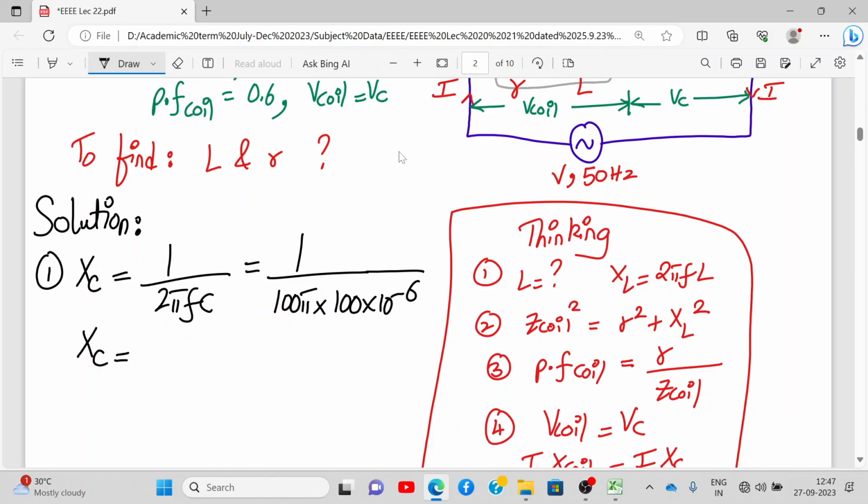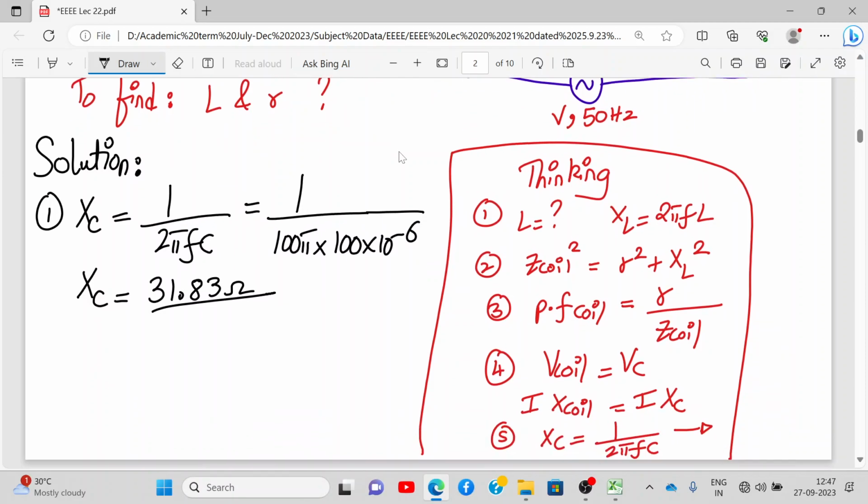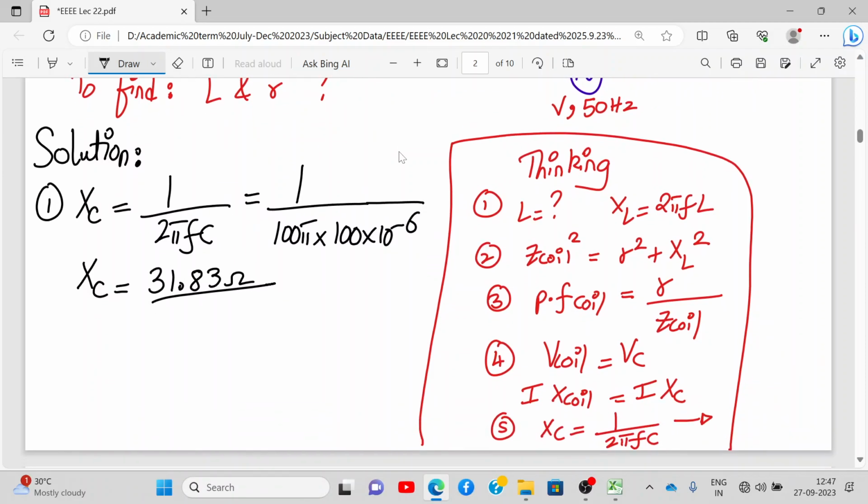Calculate and tell me this number. 31.83. So we have calculated one step. I told you, we go from 5, 4, 3, 2, 1. So let's go to the next step. What is the next step? V coil is equal to VC.